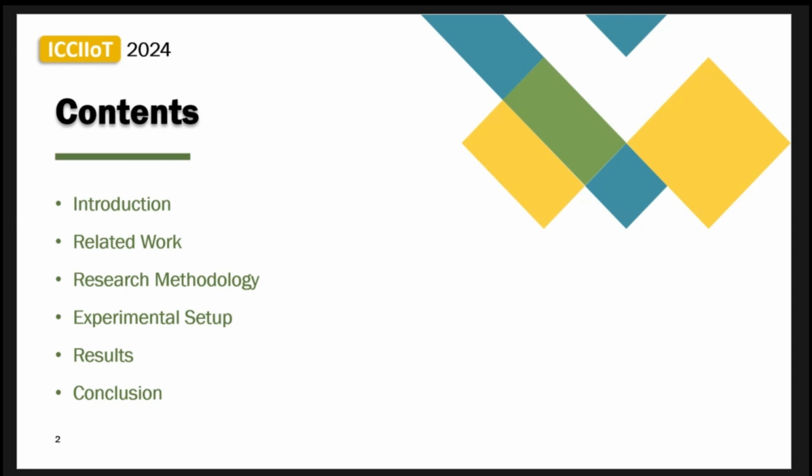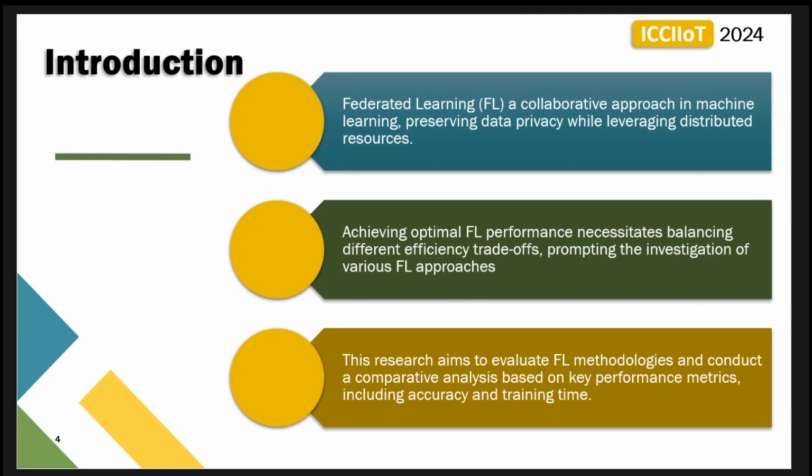Here is the list of contents that I will cover, from introduction up to conclusion. So let's start with introduction. Federated learning is a powerful machine learning approach that protects data privacy by allowing multiple devices to train models without sharing the raw data. However, optimizing FL performance requires balancing trade-offs like accuracy, speed, and resource use. In this research, we evaluate FL methods and compare them based upon key metrics such as accuracy and training time to find the most efficient approach.